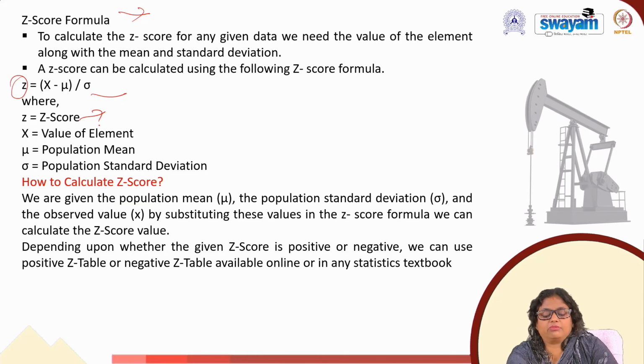So X is what? The value of the element. Then mu is the mean of the population, and sigma is nothing but the standard deviation of the population. Now, another thing: the Z score value we get could be positive, negative or 0. Okay, so we will understand this concept with one example.